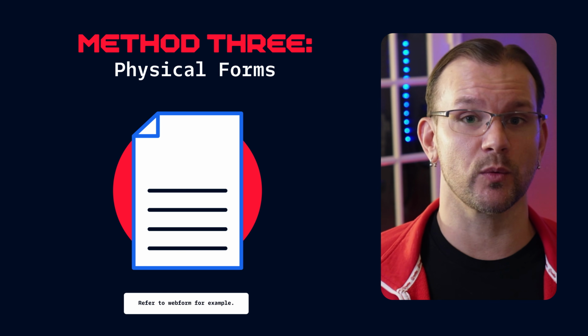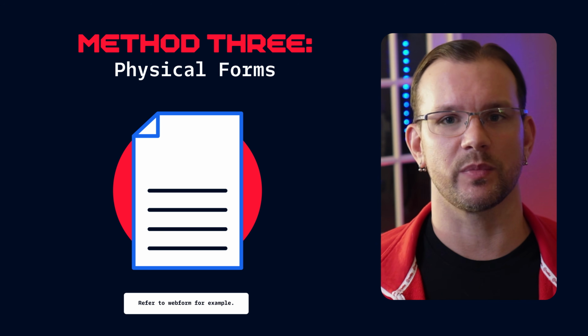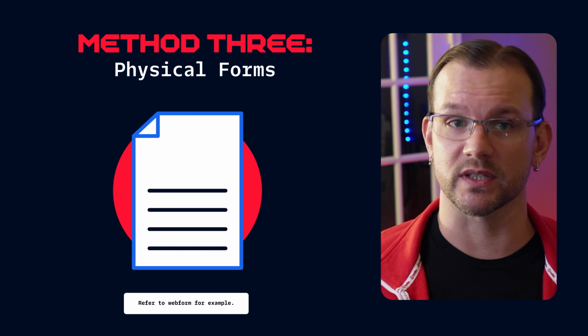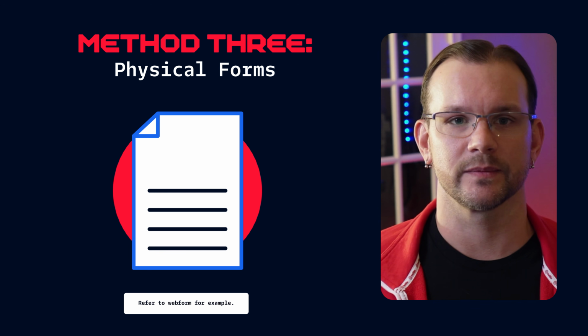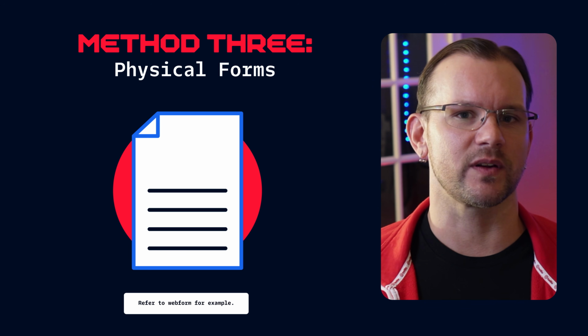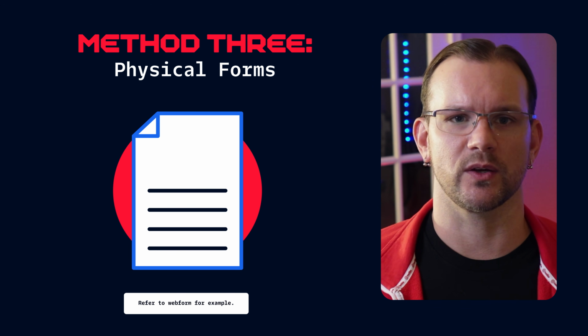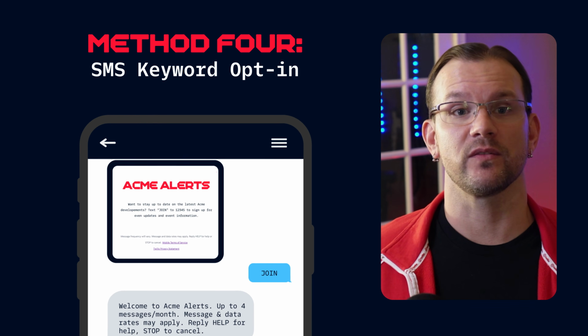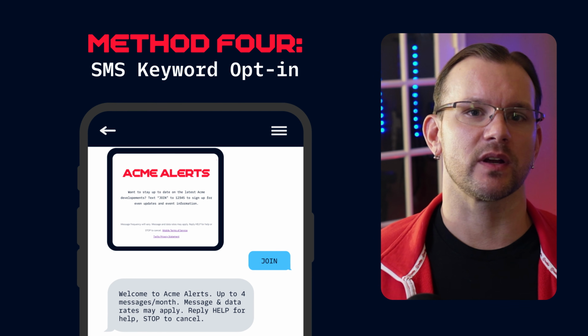Method 3, physical forms. Do you have a physical paper form? The same rules apply. You'll need to take a clear photo of the form, upload it to a hosting service, and share that link. Ensure the form itself contains all the mandatory disclosure language and a link for your privacy policy. Method 4, SMS keyword opt-in.